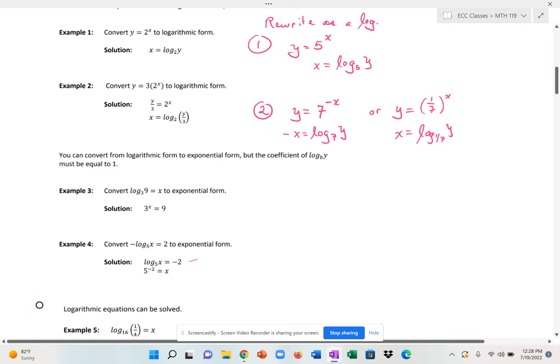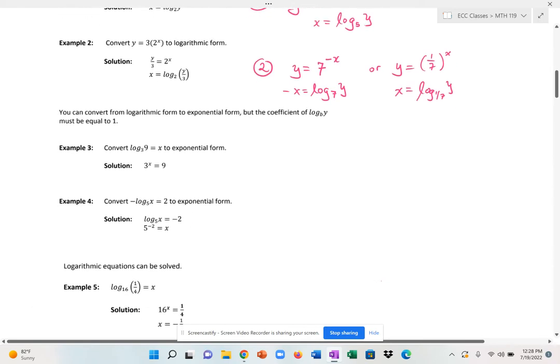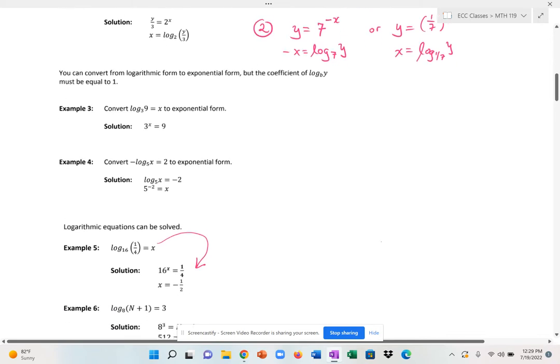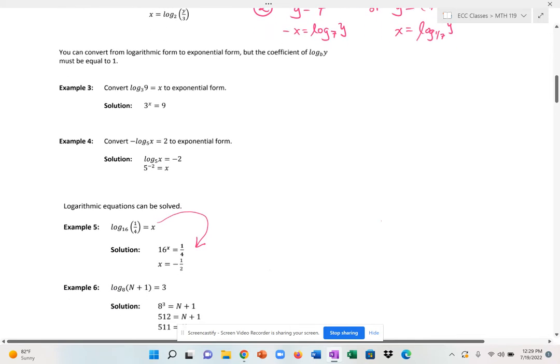Like I mentioned a minute ago, logarithmic equations can be solved as well as exponential equations. We will have a whole section on solving these types of equations, but here's a little taste of it. I have log base 16 of 1/4 equals x. It is easier to solve this when it's in exponential form. So I have 16 to the x equals 1/4.